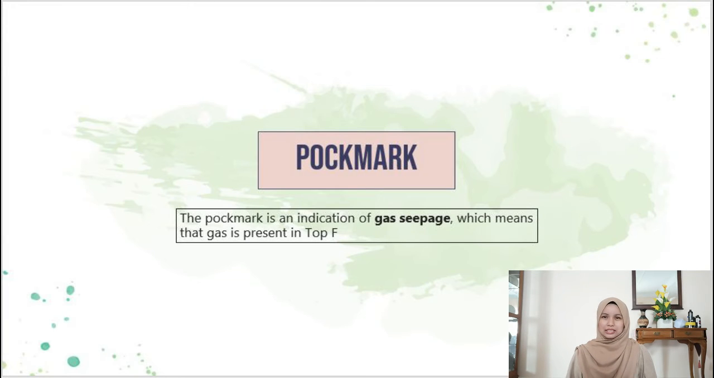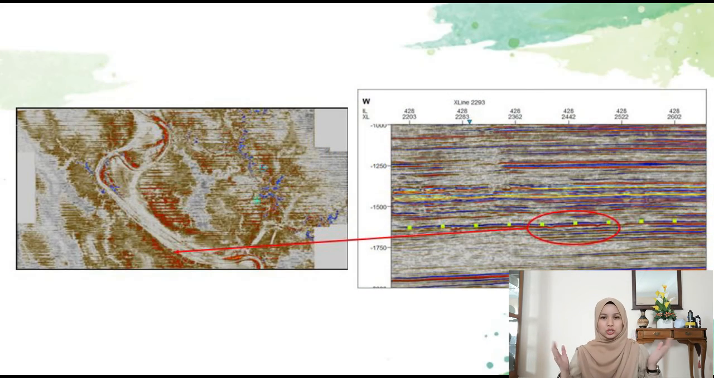Next, we proceed to the pockmark. The pockmark is an indication of gas seepage, which means that gas is present in the top of Group F. As you can see in these two diagrams, in a post-drill well evaluation report by Esso Production Malaysia Incorporated, and also Wally DS in 1992, they state that most of the top reservoir was found to be gas bearing. It is proven when we found the pockmark features, such as in the diagram before, in the seismic section.